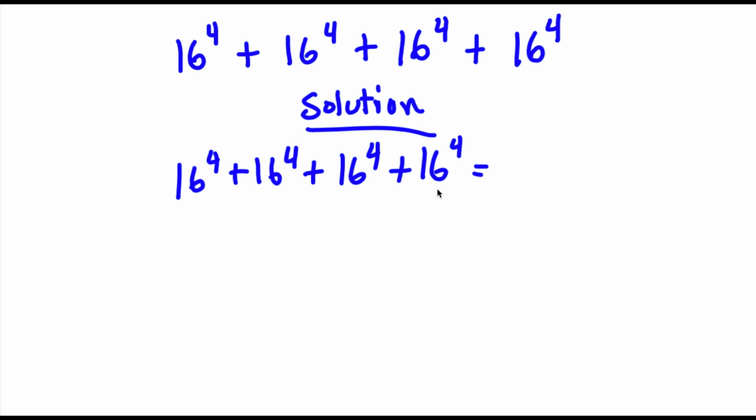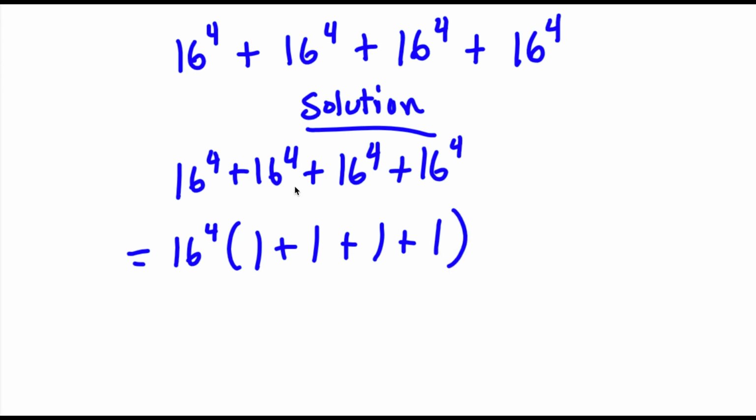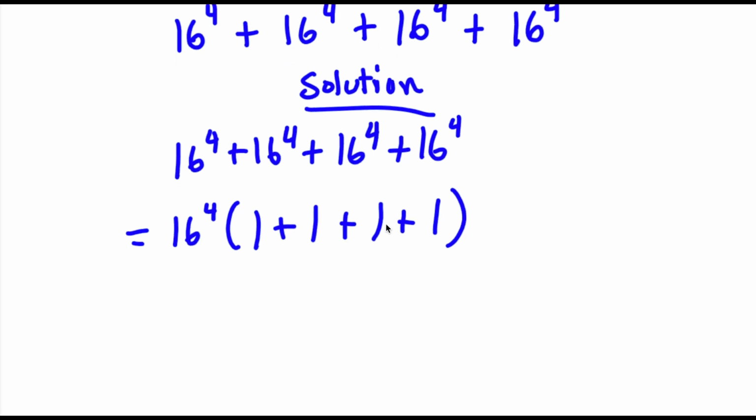Now, what I can do from this is I'm going to factor out 16 to the power of 4. So now this is equal to 16 to the power 4 times, now 16 to the power 4 divided by 16 to the power 4 is 1. So I have 1 plus, again, 16 to the power 4 divided by 16 to the power 4 is 1, plus, again, 1 plus 1.